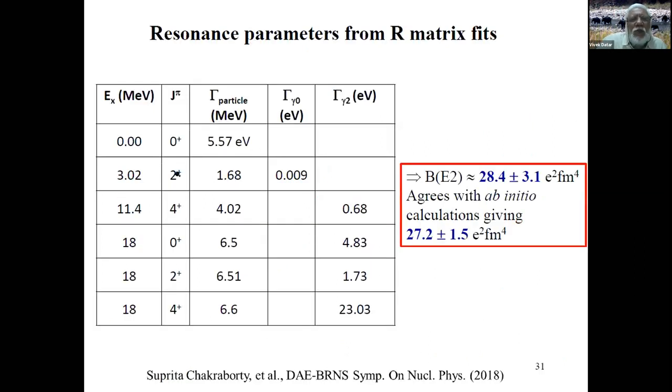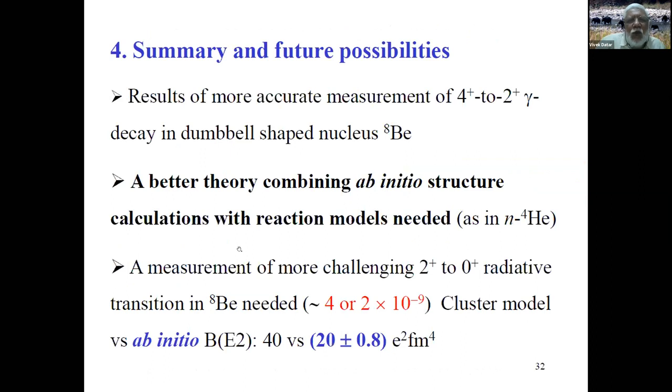And they came up with the resonance parameters of interest to this measurement, namely the partial gamma ray widths for the 4 plus resonance, which gives a B(E2) of about 28.4. And it reasonably agrees with the ab initio calculations. But I think it is still necessary, in my view, to have a better analysis.